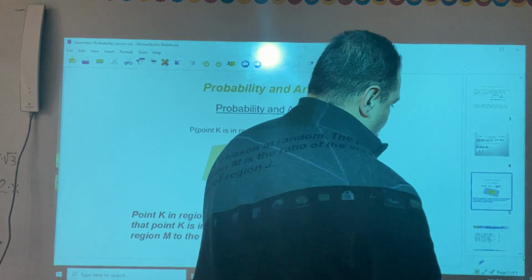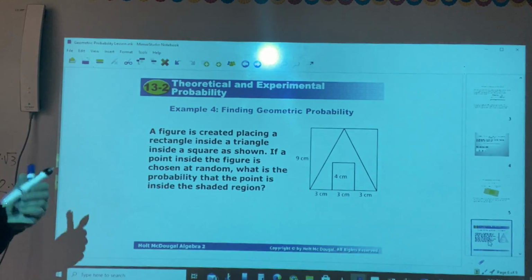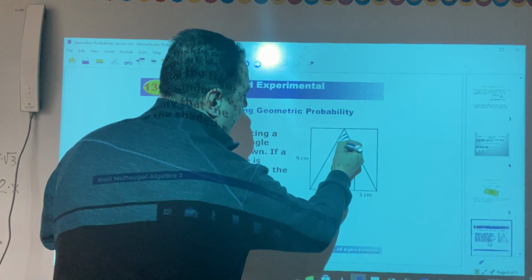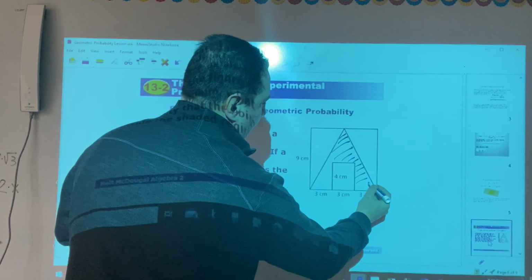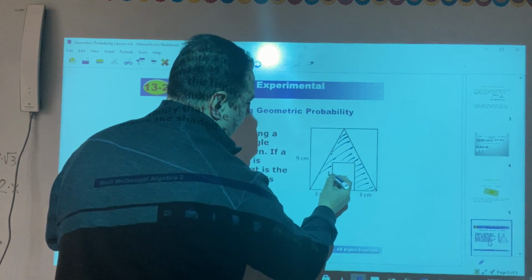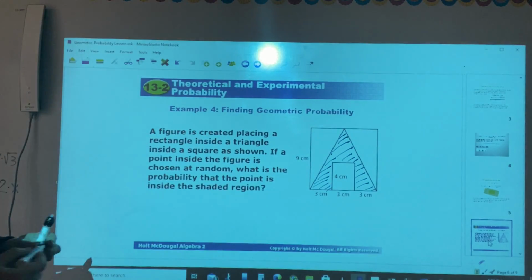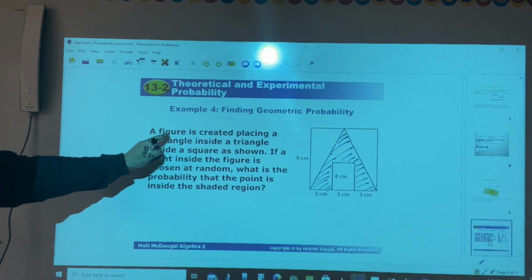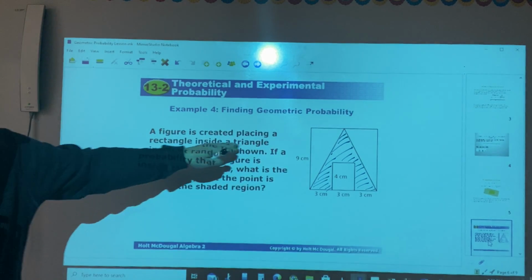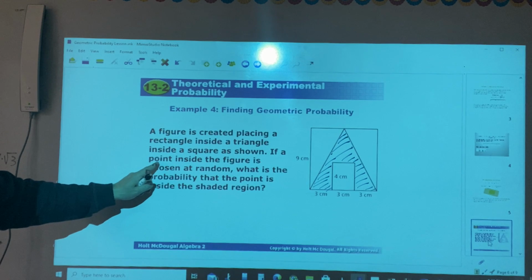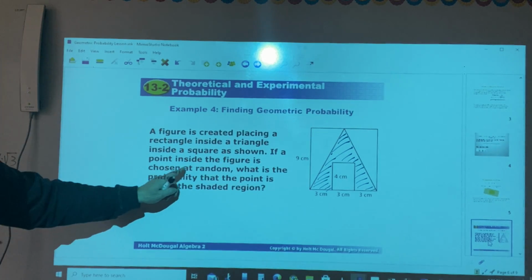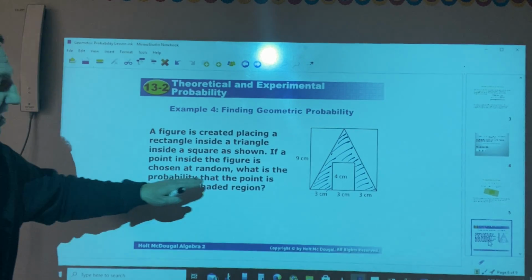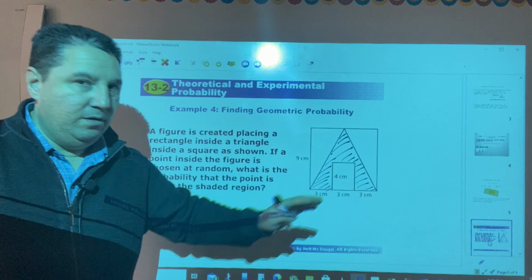Let's have a few examples with geometric probability. This is, let's say, the shaded region. Probably you don't see the difference, but that's why I mark it. In this example, it says a figure is created by placing a rectangle inside a triangle. If a point inside the figure is chosen at random, what is the probability that the point is inside the shaded region? Good.